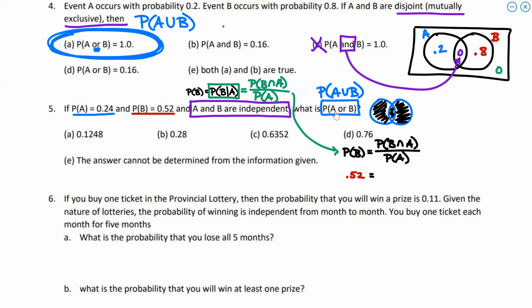So I just have to leave that one as the probability of B and A. Do I know the probability of A? 0.24. How do I figure out what that numerator is? Multiply what? On both sides. 0.24, because that'll make my denominator cancel here. But if you do it to one side, you got to do it to the other side. Grab your calculator so that you can tell me what that is. Said 0.1248.